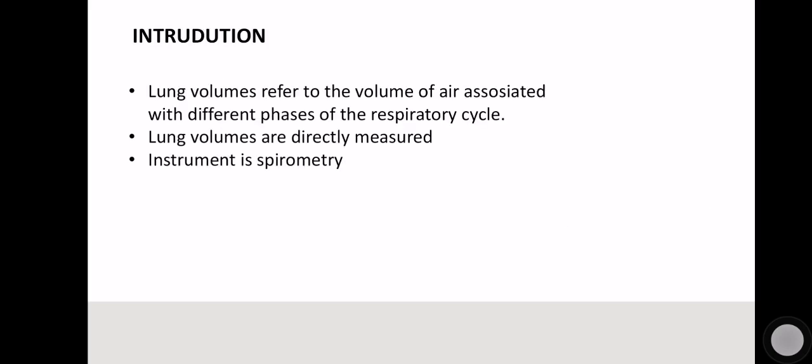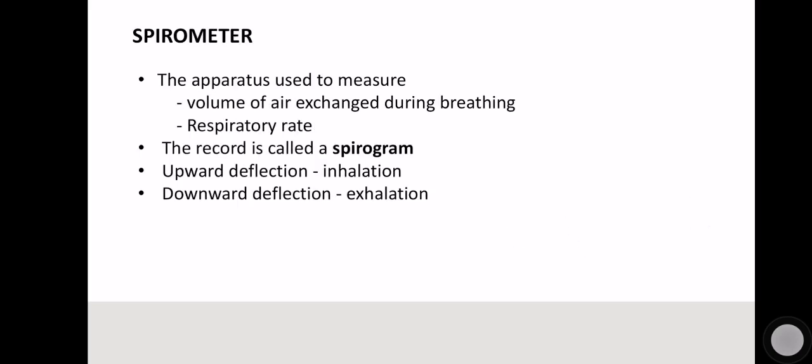In the introduction, we see that lung volumes refer to the volume of air associated with different phases of the respiratory cycle, and lung volumes are directly measured by the instrument which is spirometry. Next, we see the spirometer. The spirometer is used to measure the volume of air exchanged during breathing and the respiratory rate. The record is called a spirogram.